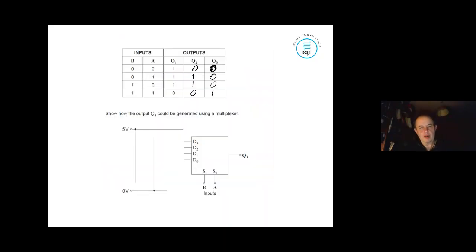Right, now here's an example of using a multiplexer.